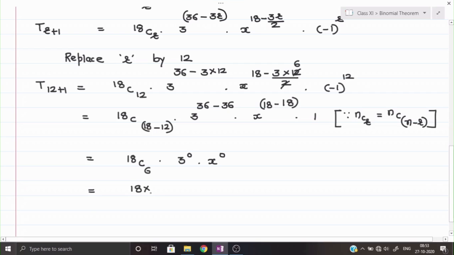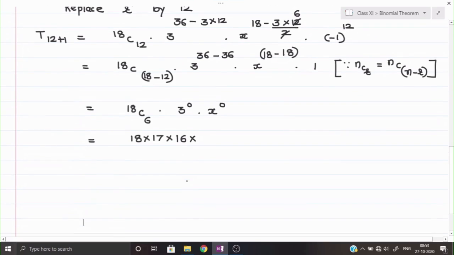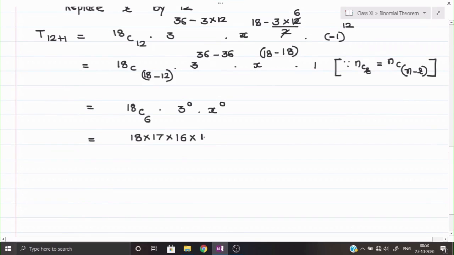So 18 I will expand to 6 places. So 18 into 17 into 16, I think it will be difficult, but let us try. Otherwise we'll write down the answer simply as 18C6. 3 terms are there, then 15 into 14 into 13. I think 6 are there, and upon it will come factorial 6. So this will be 6 into 5, then 4 into 3 into 2 into 1. And here I am writing, for both the terms, value will be 1, 1.